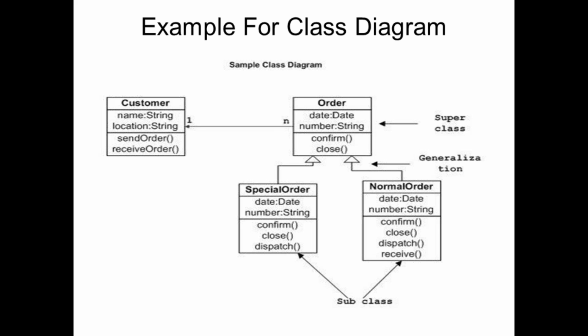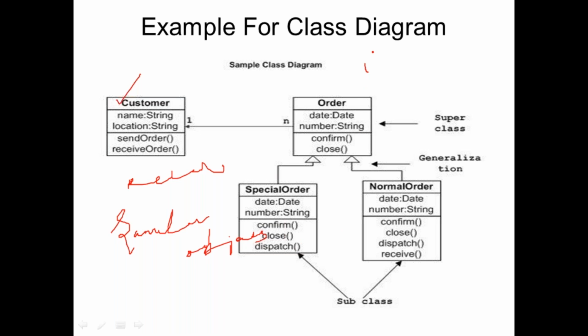Now, if you look at this particular diagram, you have the customer on one side and the order on the other side. What is meant by a class? A class is nothing but a collection of similar objects. Under customer, you have the retail customer, wholesale customer, maybe a different type of customer as well. All of them would come under the customer class.